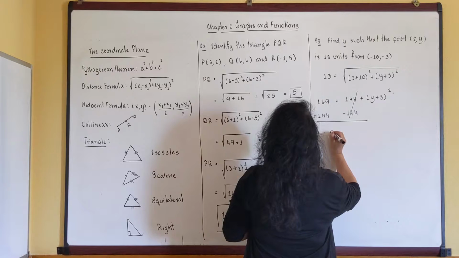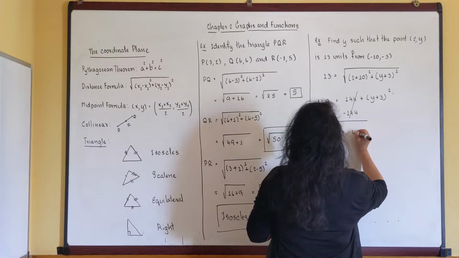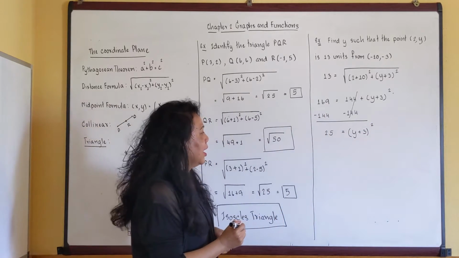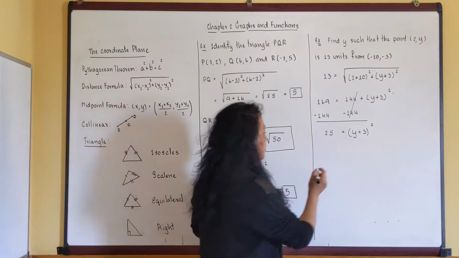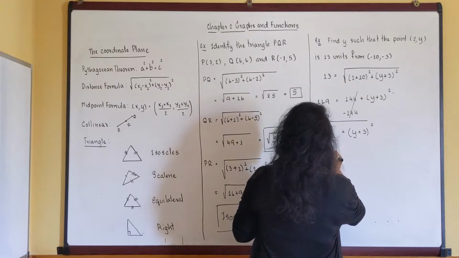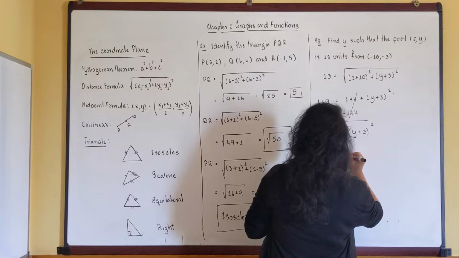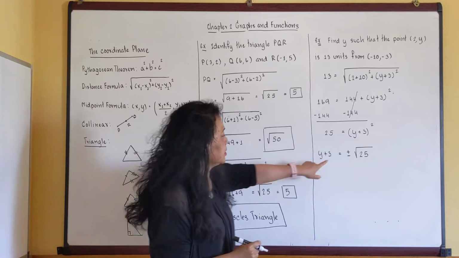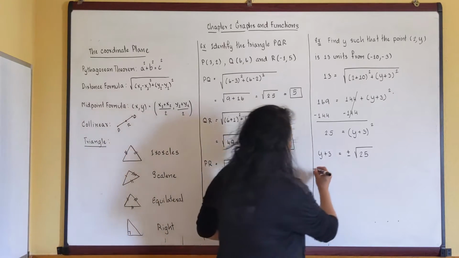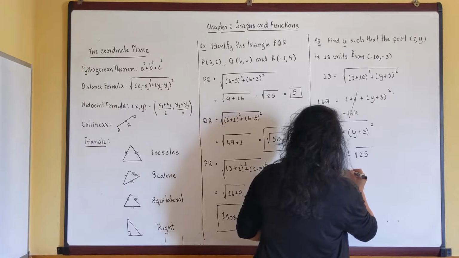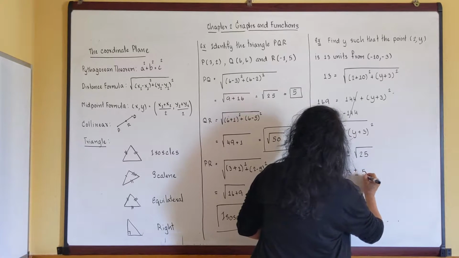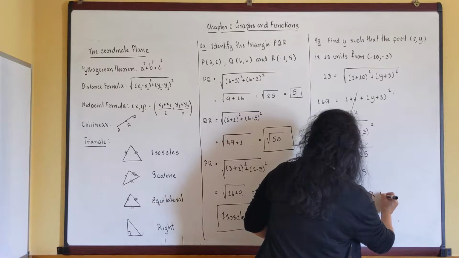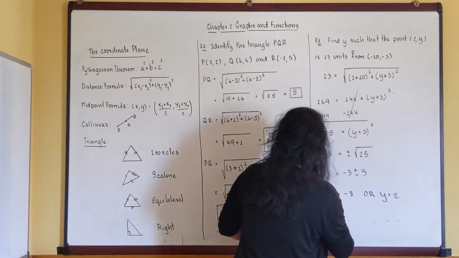So I'm left with 25 is equal to y plus 3 quantity squared. I'm going to take the root of both sides. So I'm going to have y plus 3 is equal to plus or minus the square root of 25. Now the point can be plus or minus, that's why I put plus minus here. So y would be -3 plus or minus 5. So y would be -8, or y would equal 2. There are two of them.